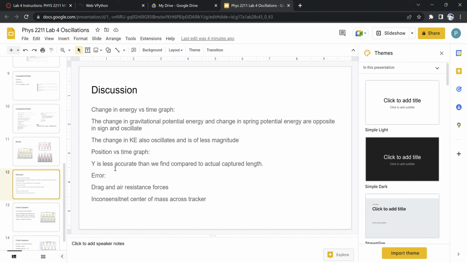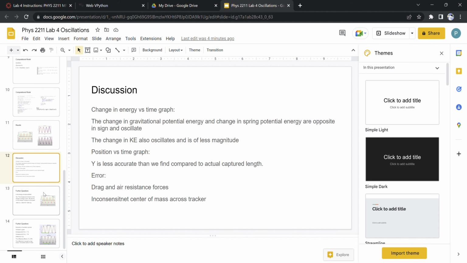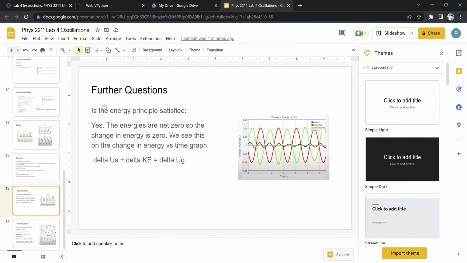And this error is probably in drag and air resistance forces, especially for the Y component with MGH, and inconsistent center of mass. For the questions, is the energy principle satisfied? It is. We see this because the graphs are equal but opposite, and the energies are net 0, so we'd find change in energy to also be net 0, and we just know that spring force plus the kinetic energy of the system is equivalent to MGH.